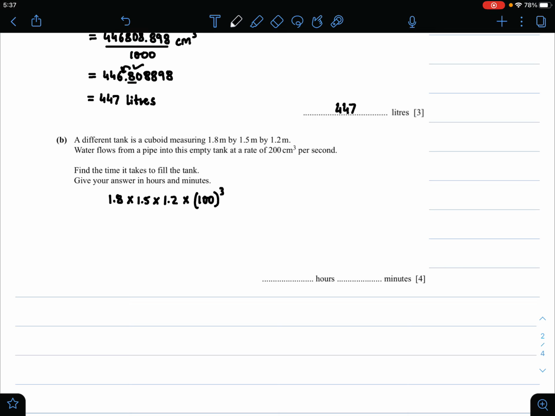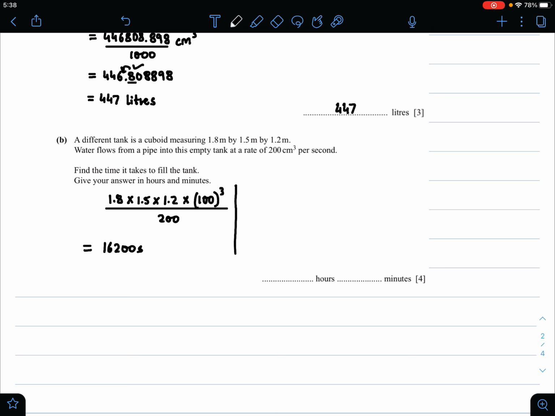And so this would give you the volume of the tank. And now to find the time that it takes, we simply divide it by 200 centimeter cube. So you would finally get, or you can simply put this into your calculator, 1.8 multiplied by 1.5 multiplied by 1.2 multiplied by 100 raised to 3 divided by 200. So you would get your answer as 16,200 seconds. They are asking you to give your answer in hours and minutes.